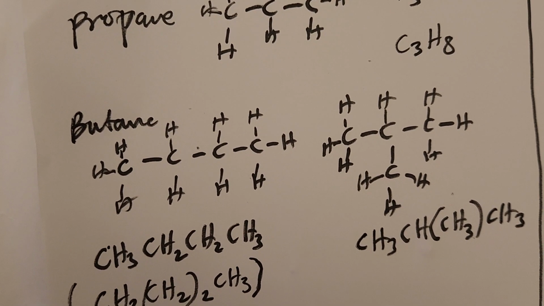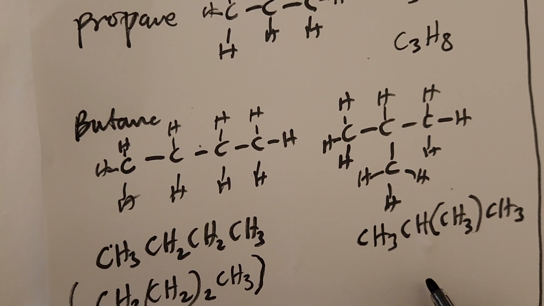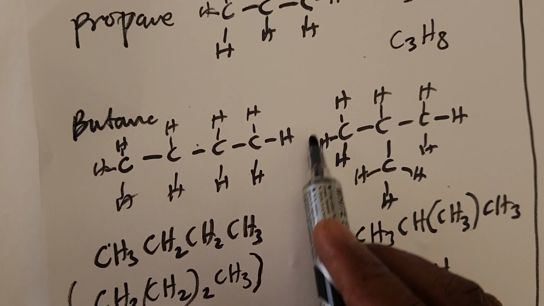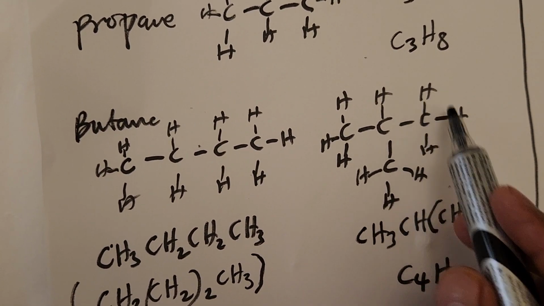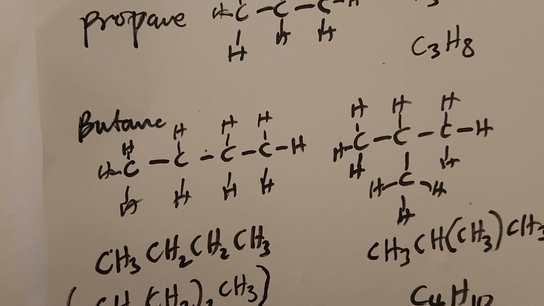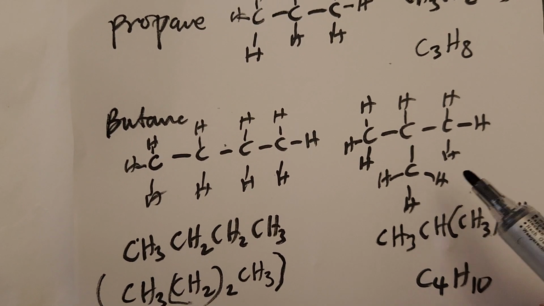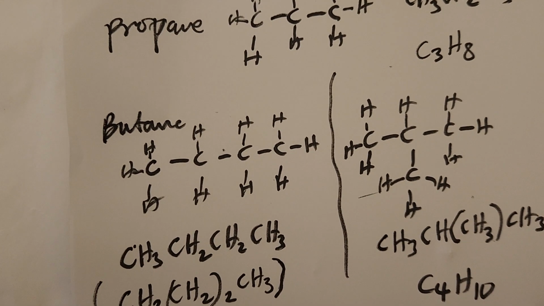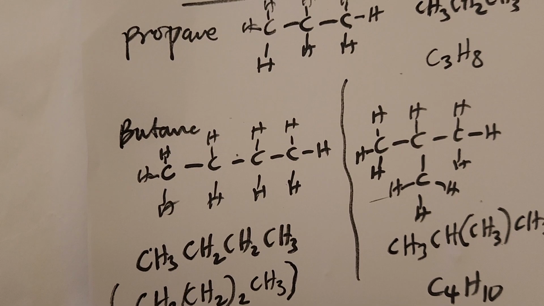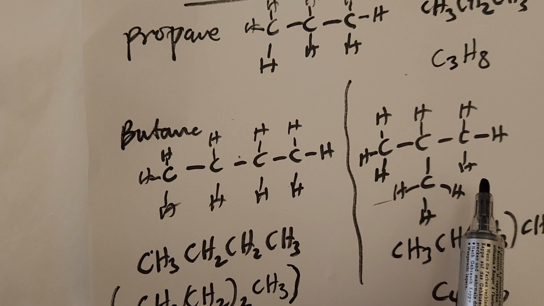The molecular formula will be C4H10, and also this one will be 4 carbons, and hydrogen 3 plus 7 is 10. Now can you see, we have got 2 compounds now. This is butane, C4H10, but are we still going to call this one butane? No, it's not the same as this one. But they've got the same molecular formula, and the 2 compounds have got different structural formulas.